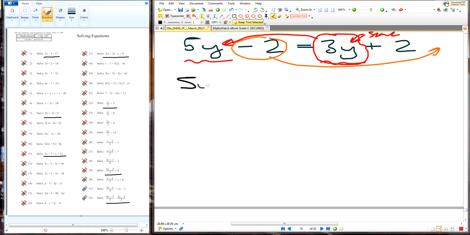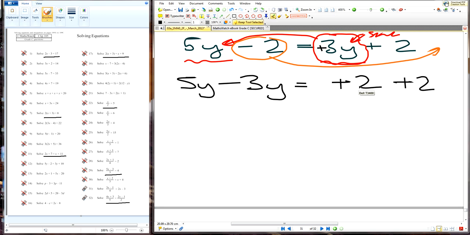So we now have 5y that was originally here. Now remember, this is a plus 3y. When it's joined the other side, it becomes a minus 3y. We had originally a plus 2. A minus 2 joined it. What's the minus 2 become? Plus 2. Why does it become plus 2?